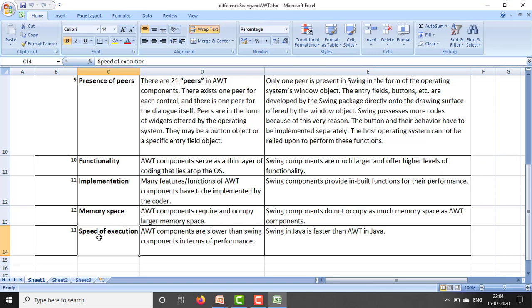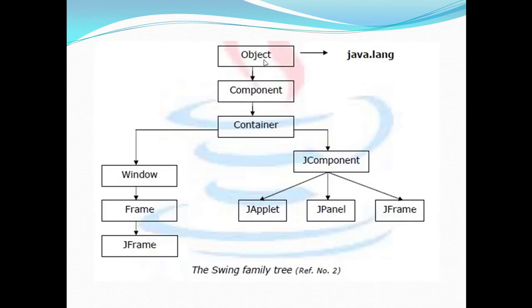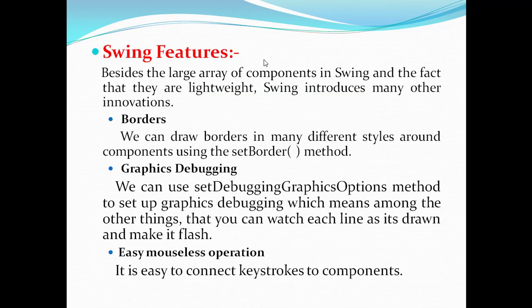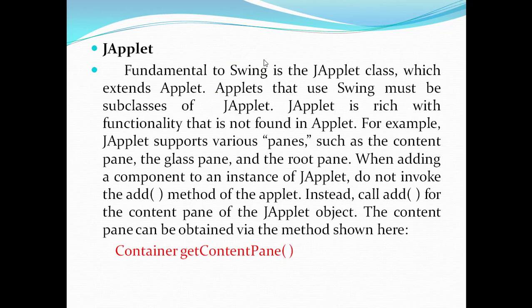Speed of execution: AWT components are slower than Swing components in terms of performance. Swing in Java is faster than AWT in Java. So friends, in this lecture we have studied the introduction of Swing components, features of Swing, the family tree, and the difference between AWT and Swing.